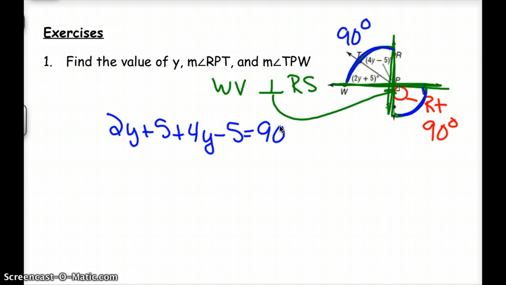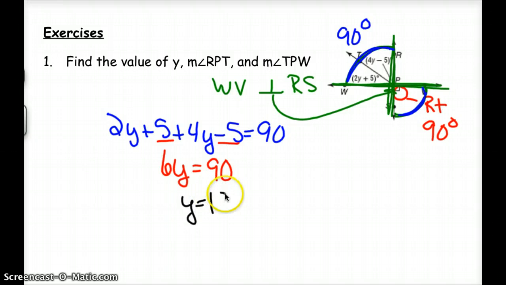And so remember, when you're doing your homework, make sure you're showing your complete work. At this point, I'm going to add my like terms together. I'm going to have 6y, that's 0, equals 90. I'm going to divide by 6, y equals 15. Now they're asking me to find two different angles. I need to find the RPT, and I need to find TPW.